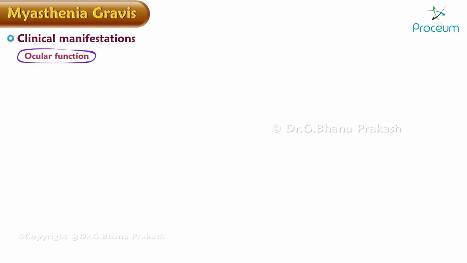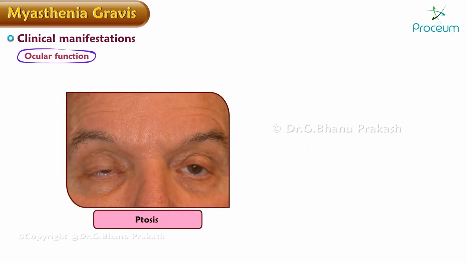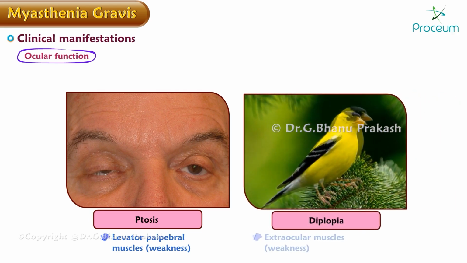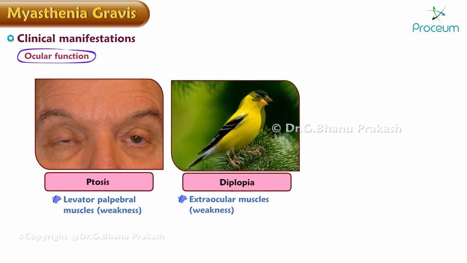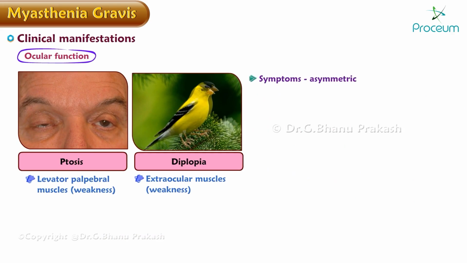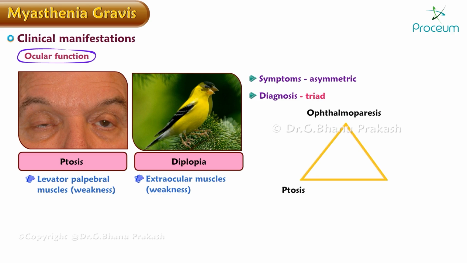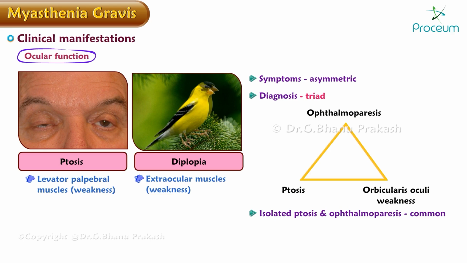Ocular symptoms are the most common in myasthenia gravis and may include ptosis due to weakness of levator palpebrae muscles and diplopia due to the weakness of extraocular muscles. Symptoms are frequently asymmetric. The diagnosis of ocular myasthenia gravis is suggested by the triad of ophthalmoparesis, ptosis, and orbicularis oculi weakness. However, isolated ptosis and ophthalmoparesis are also common presentations.